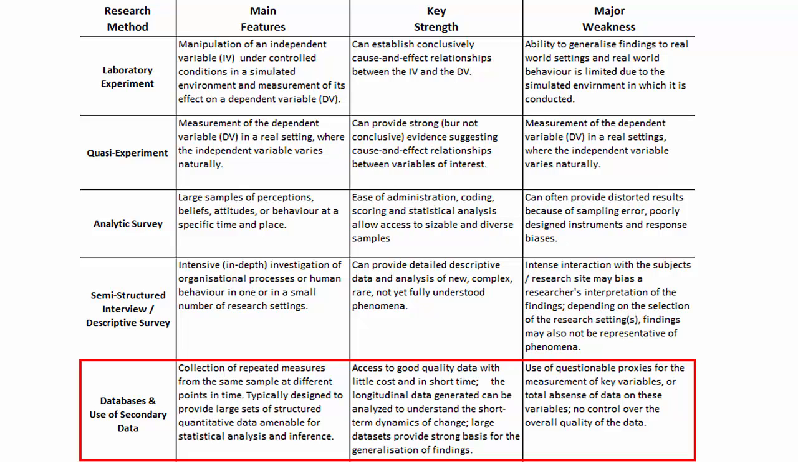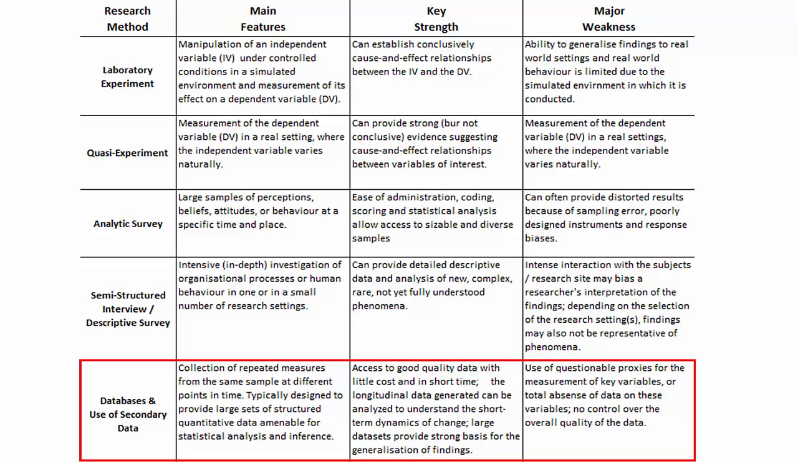The key strength of using secondary data is that you have access to good quality data with little cost and in short time. If we are talking about panel surveys, so longitudinal data, the advantage of using secondary data here is obvious. Longitudinal data is collected through massive time and resource investment, very rarely or never at hand for any researcher. So you are strongly encouraged to make use of such sources. And if you do come across a longitudinal database, you will be able to also generalize from your findings, which is very, very useful.